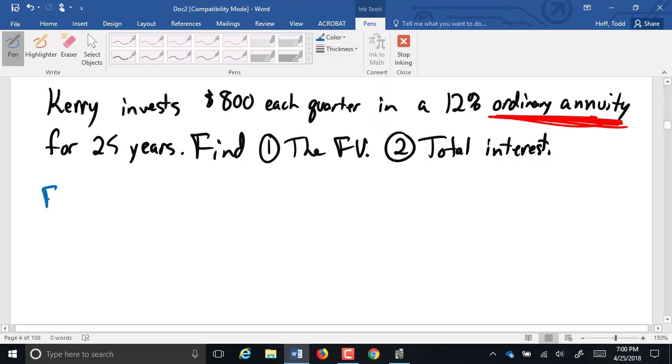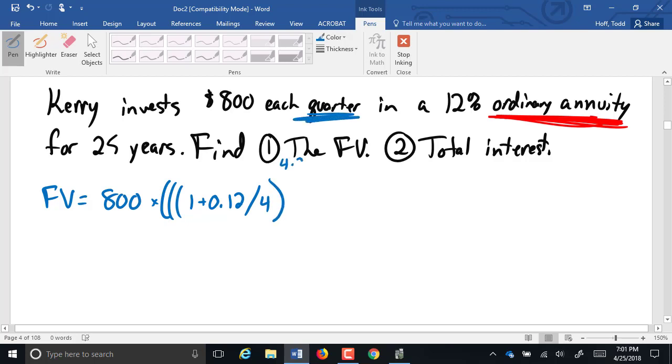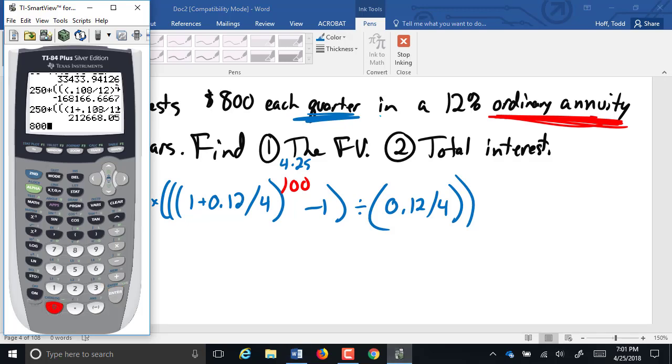So we're looking at a future value with a payment of $800 times 1, 2, 3 open parentheses, 1 plus 0.12 divided by 4 because it's quarterly, close, to the power of 4 times 25, which is 100 periods, minus 1, close parentheses, divided by open parentheses 0.12 divided by 4, close and close, and that is it. As if that isn't enough, right?